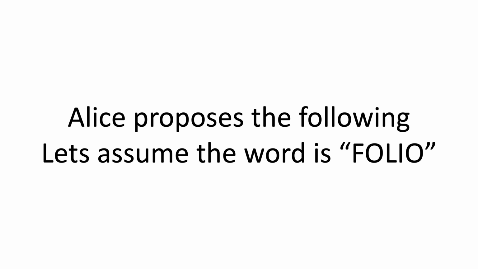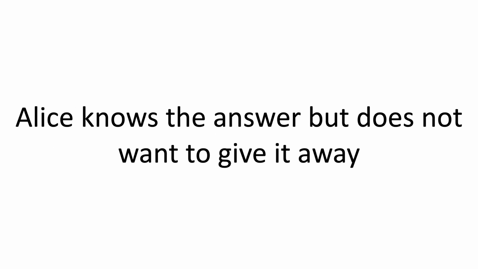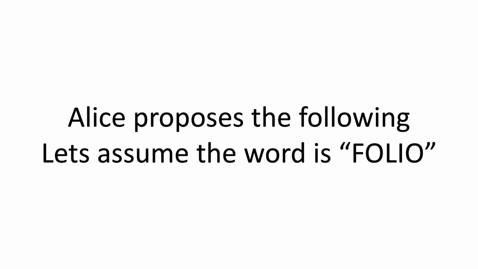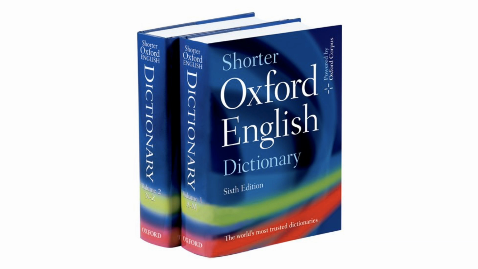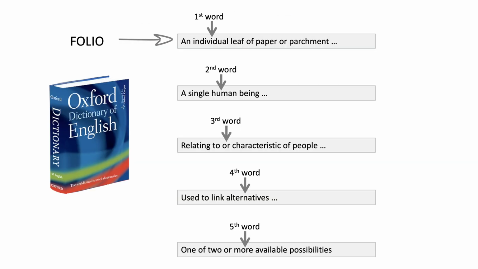Let's assume that the answer to Bob's question, can you tell me this value, which was 87, what word is it? Let's assume the word is folio. So if they both have access to the most widely used English dictionary, which is the OED, and they both look up the definition for a word. In this case, this is something that Alice would do on her own. She would look up the definition of folio, and she would then take the first word in that definition, individual. She would then look up the definition for individual, and she would take the second word in that. So that would be here, human.